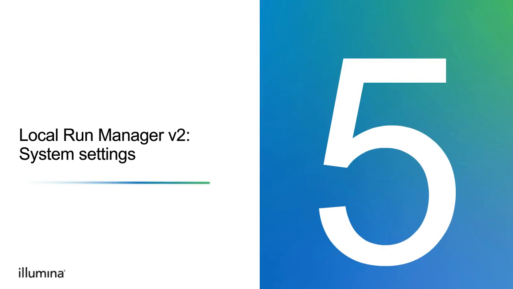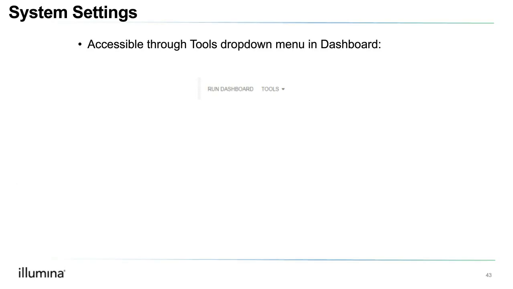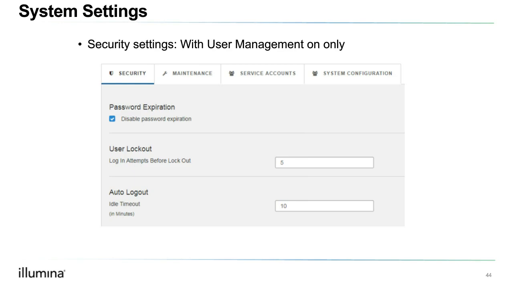The last part I want to talk about is the system settings in Local Run Manager. You can access the system settings from the tools drop-down menu in the dashboard and then select system settings. The security settings are available if you have user management turned on. This option allows us to change the password expiration, user logout, or auto logout.